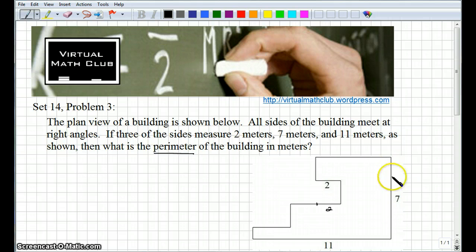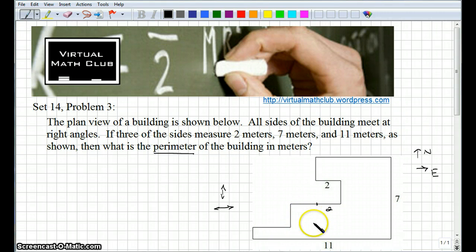We have some vertical walls, or at least vertical according to my page here. I'm going to call this vertical and this horizontal. Of course, if it's a plan view, you're looking down from above. So this might be north, and this might be east. So we have some east and west walls, and some north and south walls. These walls all face north, this wall faces south, this wall faces east, and then we have some westward facing walls.